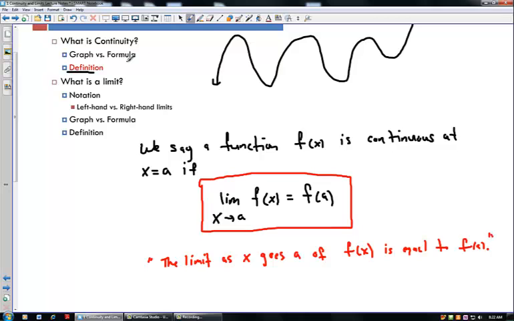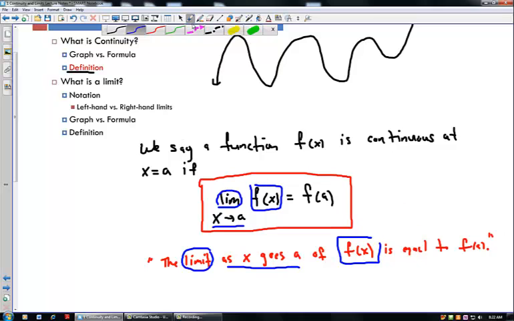I think it's worthwhile to understand how all these pieces match up. Obviously the word limit is right here, the limit. And then "as x goes to a" is what's meant by that x arrow to a. And of course I have f of x. So here's the f of x, and then is equal to, and this is f of a.